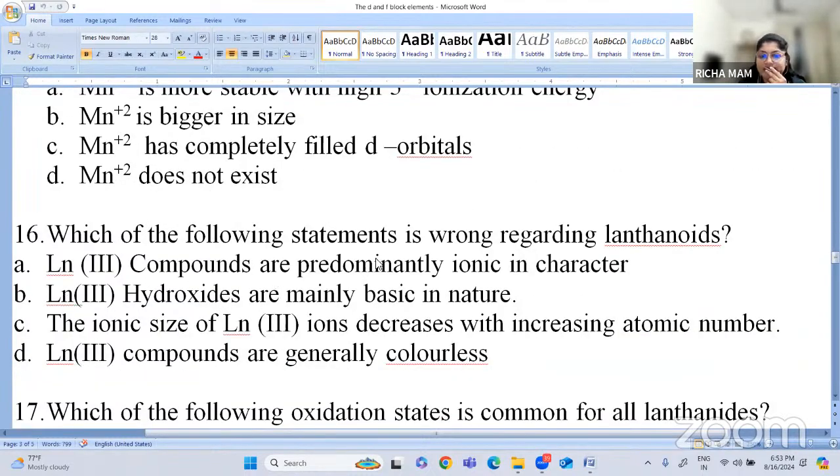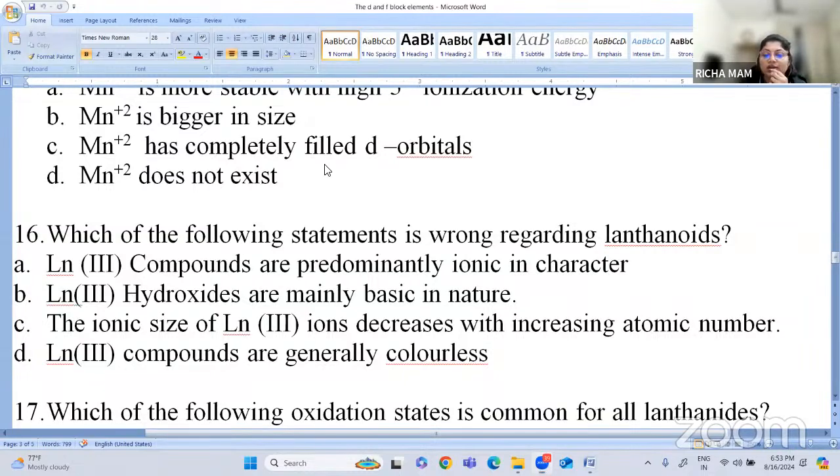Which one of the following statements is wrong regarding lanthanoids? A, Ln3+ compounds are predominantly ionic in character. B, Ln3+ hydroxides are mainly basic in nature. C, the ionic size of Ln3+ ions decreases with increasing atomic number. D, Ln3+ compounds are generally colorless.